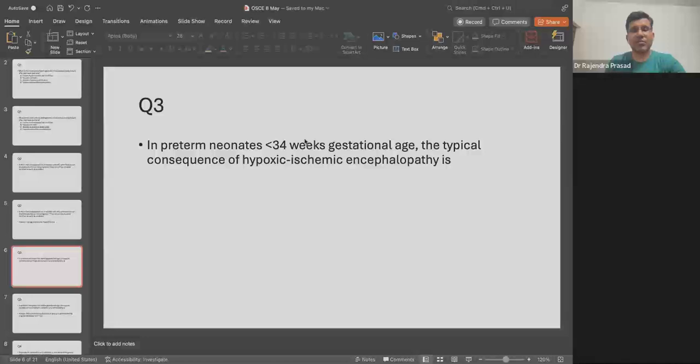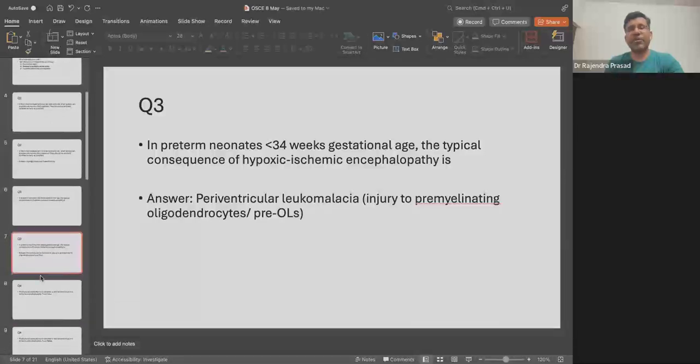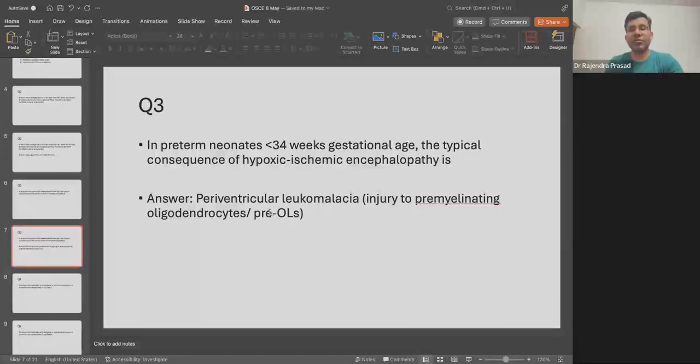Good. So everyone knows the answer. It is periventricular leukomalacia in the short term, and in the long term, it is spastic diplegia. Yeah, good. And it is predominantly due to injury to something we call pre-oligodendrocytes, pre-myelinating oligodendrocytes, which are specifically present in this age group. So beyond 34 weeks, they are actually myelinated and they are partially resistant to damage.